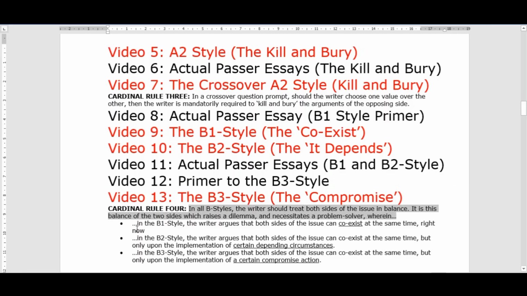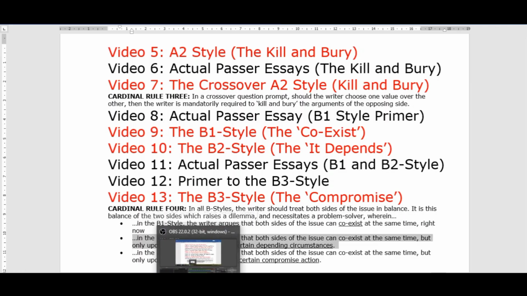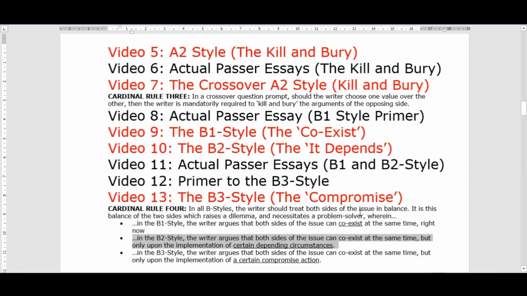Where in the B1 style, the writer argues that both sides of the issue can coexist at the same time right now. For the B2 style, the writer argues that both sides of the issue can coexist at the same time, but only upon the implementation of certain depending circumstances. And in the B3 style, the writer argues that both sides of the issue can coexist at the same time, but only upon the implementation of a certain compromise action.